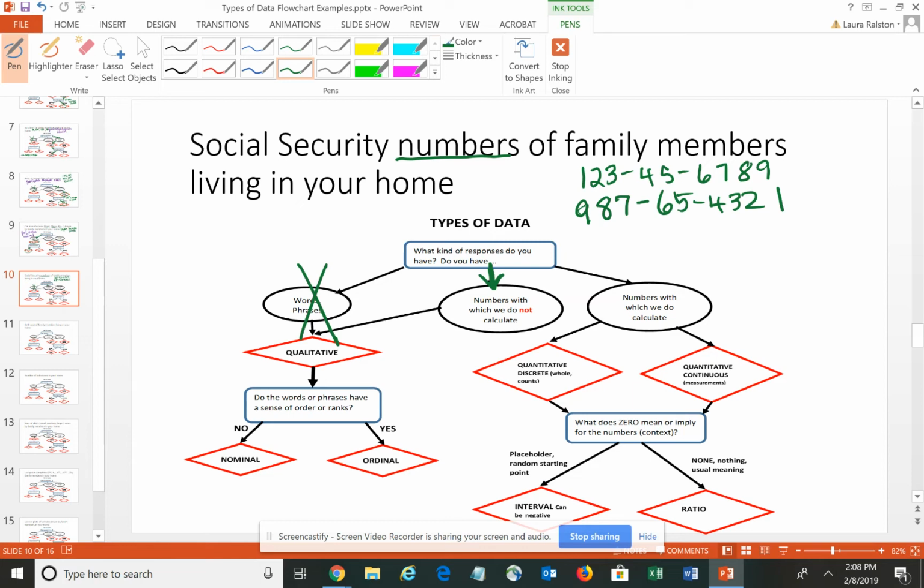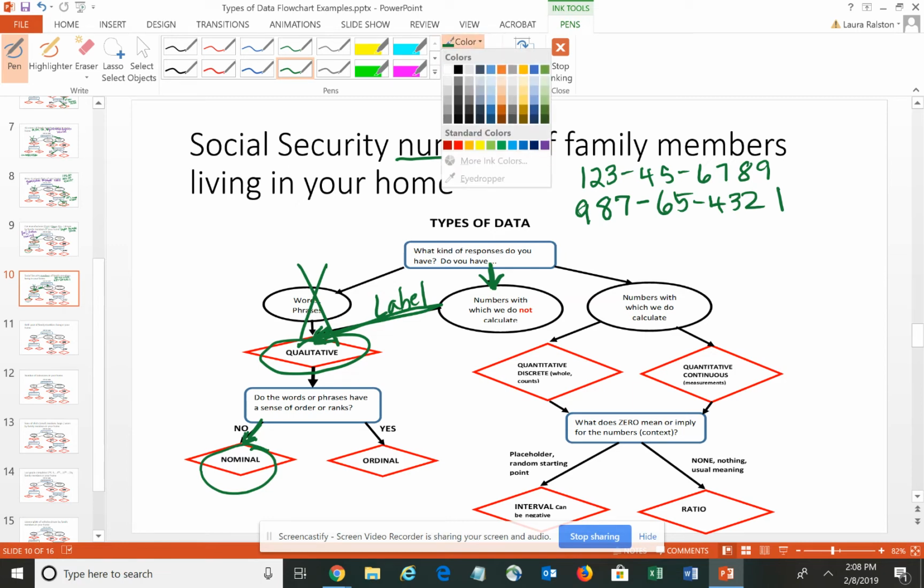So these are numbers, yes, but we don't calculate with them. It's simply a way that the government tracks you. It's almost like a label. Okay, it's like a label. So because it's a label and we don't calculate with it, it's actually considered qualitative data. Okay, and then do they have a sense of order? Well, if you look at the numbers, there does seem to be a sense of order, but the numbers are just random, so there's really no sense of order here. So again, it's still going to be simply at the nominal level.